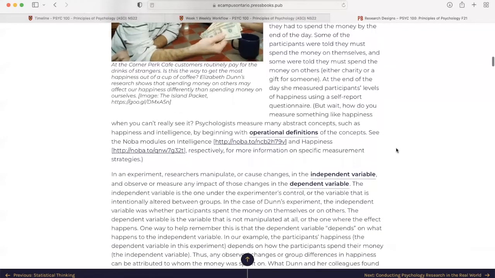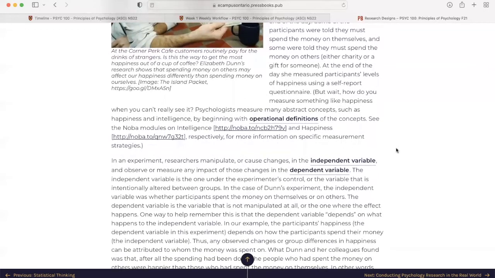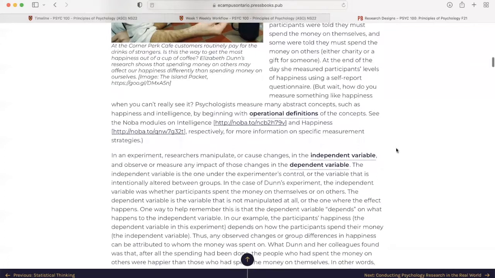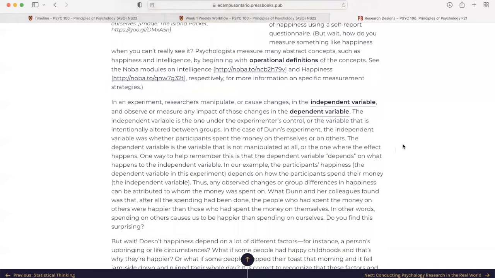In an experiment, researchers manipulate or cause changes in the independent variable and observe or measure any impact of those changes in the dependent variable. The independent variable is the one under the experimenter's control, or the variable that is intentionally altered between groups. In the case of Dunn's experiment, the independent variable was whether participants spent money on themselves or on others.